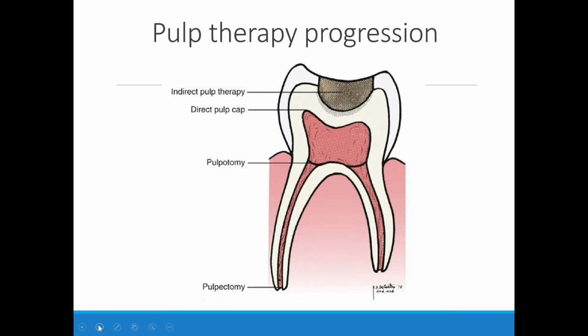What about pulp therapy? It's like a progression. It can be indirect pulp therapy if we have deep caries. It can be direct pulp capping if we have pulp exposure. It can be pulpotomy when we amputate the coronal part of the pulp. And it can be pulpectomy when we remove the whole pulp from the pulp chamber and from root canals.